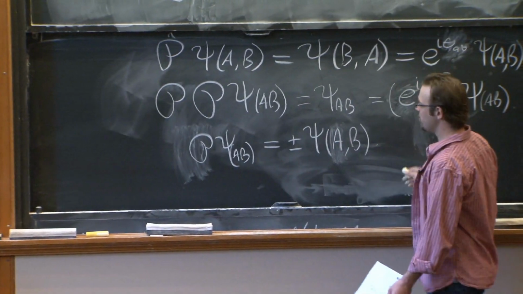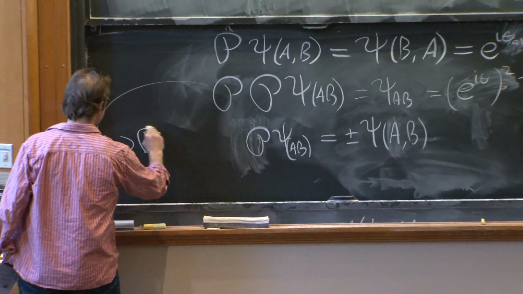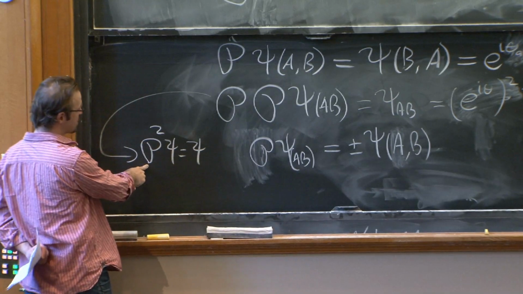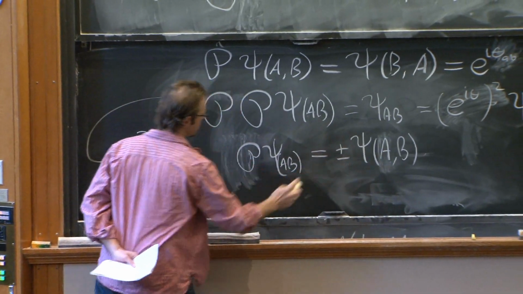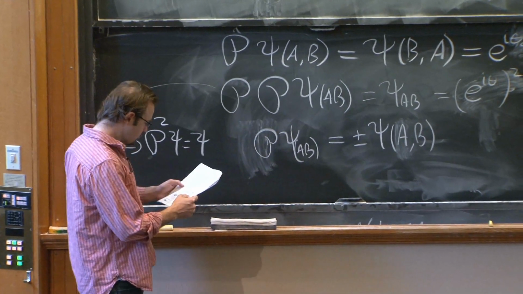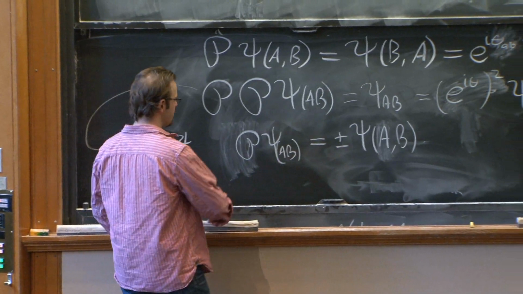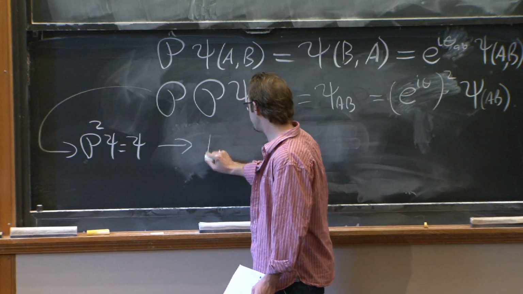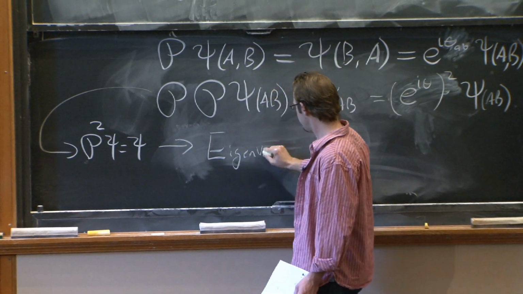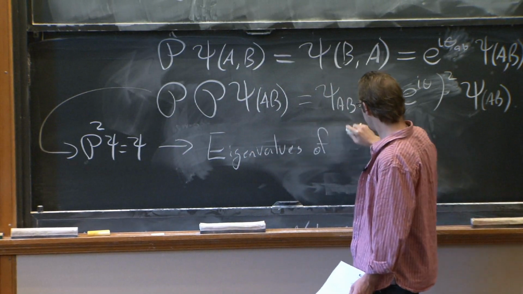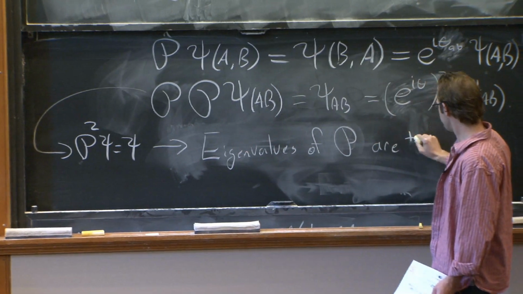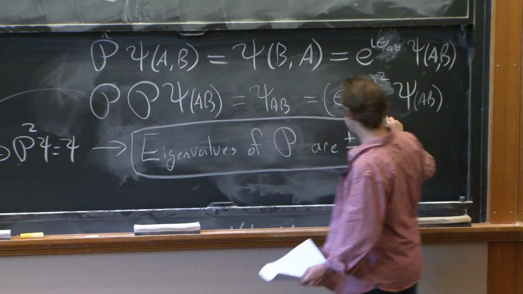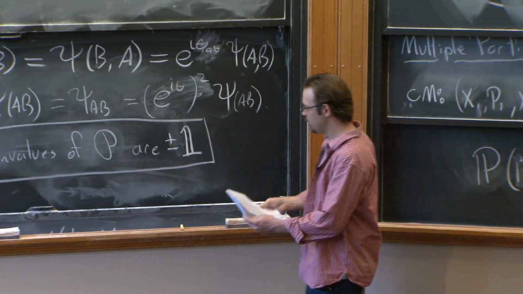Another way to say this is that P squared acting on psi is just psi again. So the eigenvalues of P have to be plus or minus 1. And here they are. So let me phrase this in a little more correct way. This tells us that the eigenvalues of P are plus or minus 1.